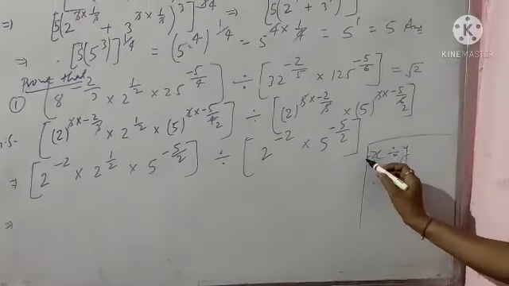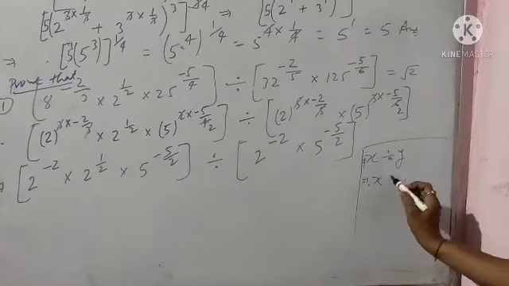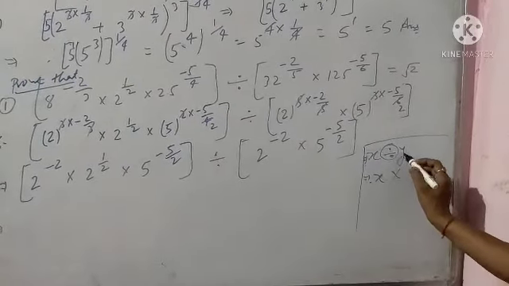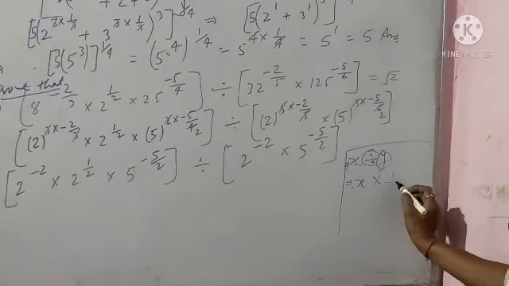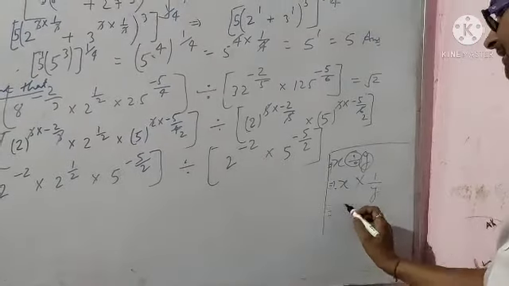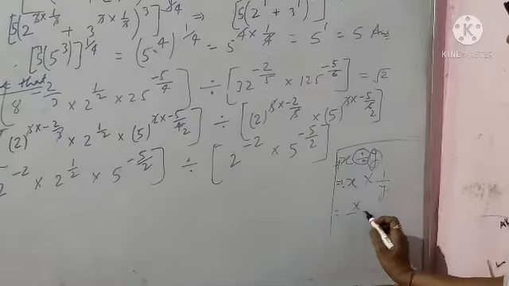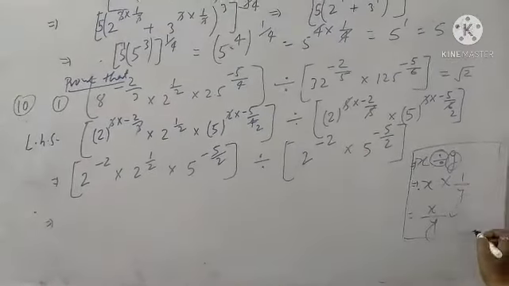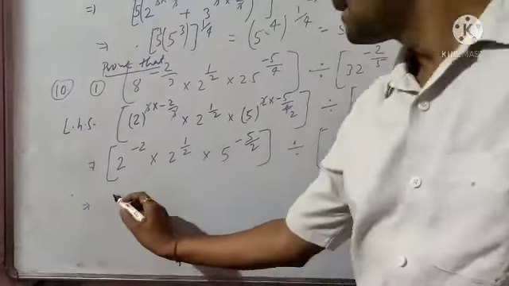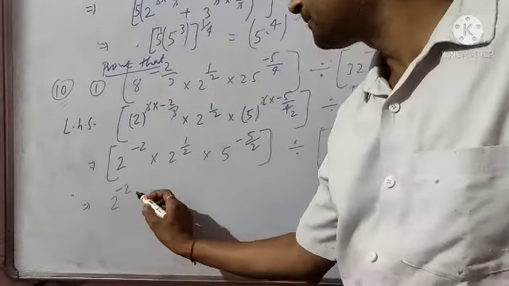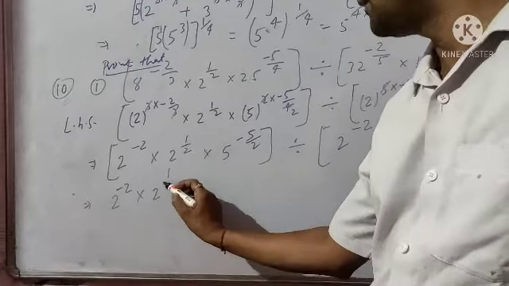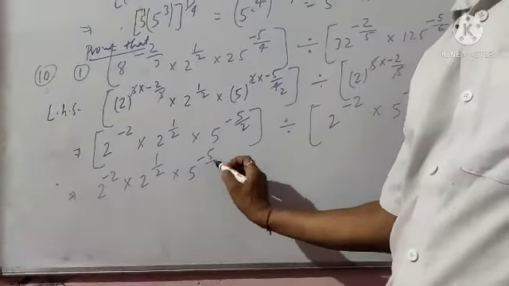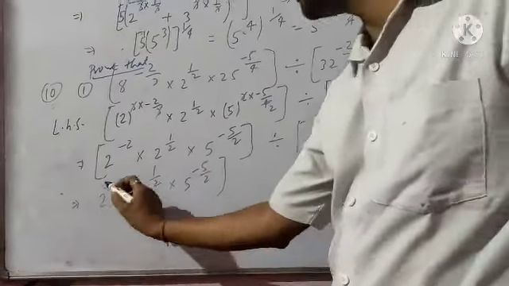Okay, so this value can be written as x. If divide is converted into multiplication, then this value is automatically 1 by y. So we can write here x into 1, x divided by y. According to this format, put the value here: 2 to the power minus 2 into 2 to the power 1 by 2 into 5 to the power minus 5 by 2, bracket close.